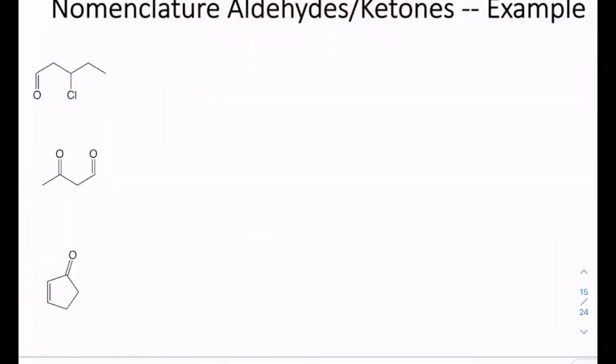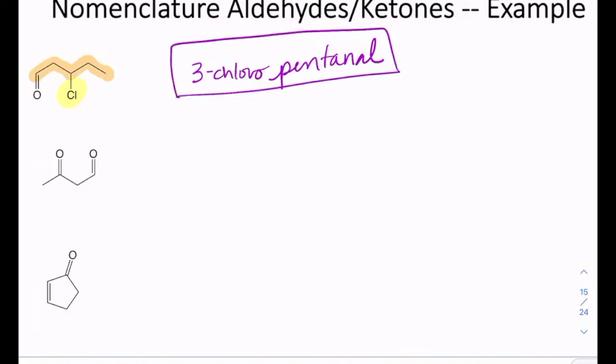So if we're going to practice, our longest parent chain is 5, and so our parent name is pent, and this is pentanal because it's an aldehyde. If we look for our substituents, on carbon 3 we have a chloro, so this is just going to be 3-chloropentanal, and we do not have to indicate the position of the aldehyde because it is on carbon 1.